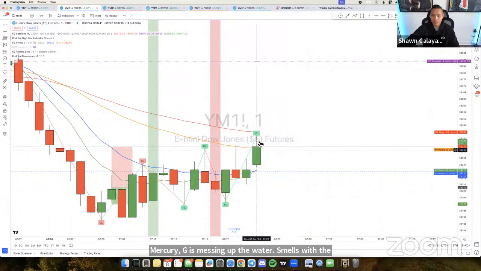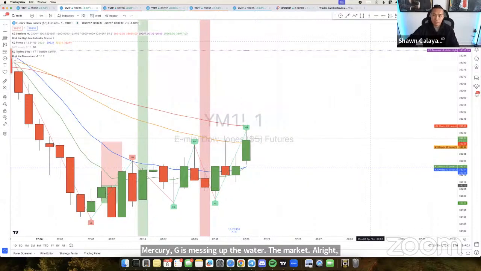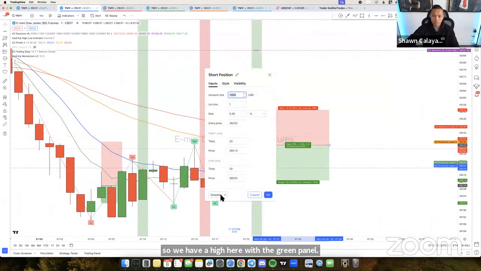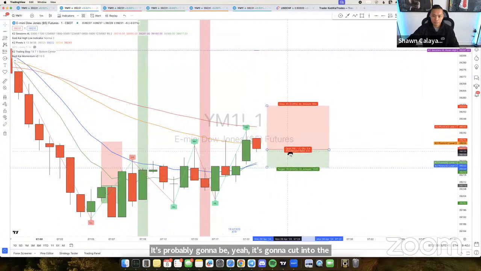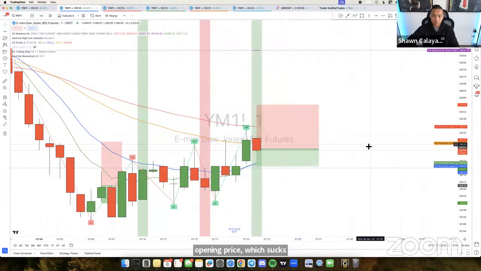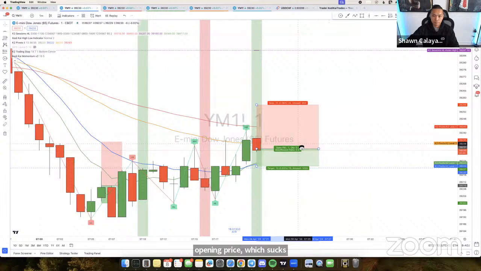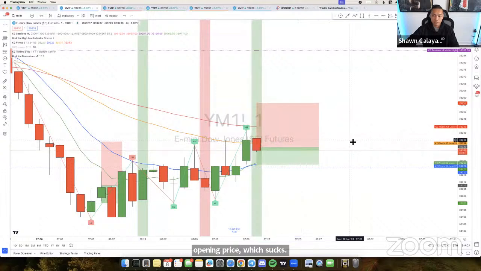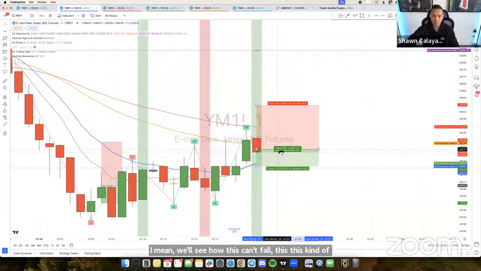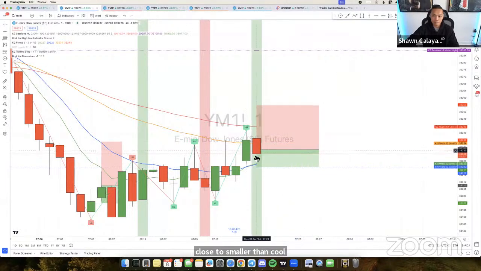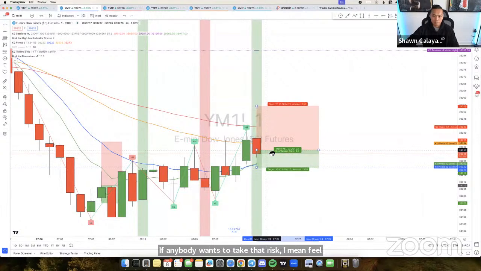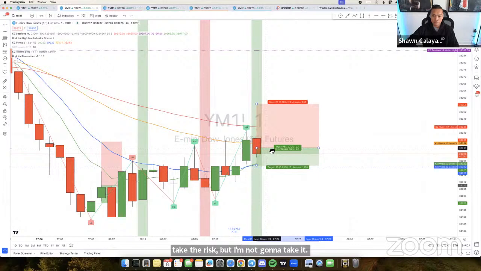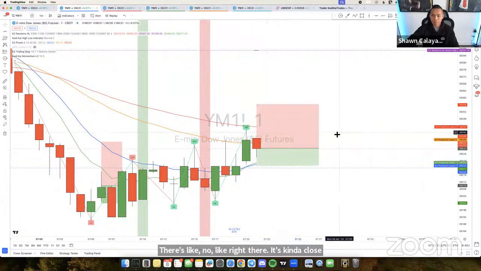All right, so we have a high here with the green candle. Again, this is going to be a problem because even if we do get an entry right here, it's going to cut into the opening price, which sucks. We'll see how this candle closes. If this candle closes small, then cool. But this is as far as I'll go. If it goes anywhere below this, it's going to be cutting into the opening price. If anybody wants to take that risk, feel free, but I'm not going to take it. Farthest I can go is right there. It's got to close really small.